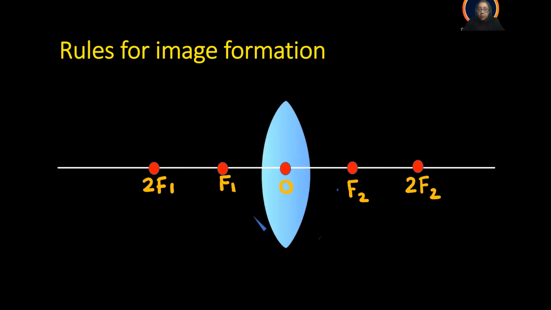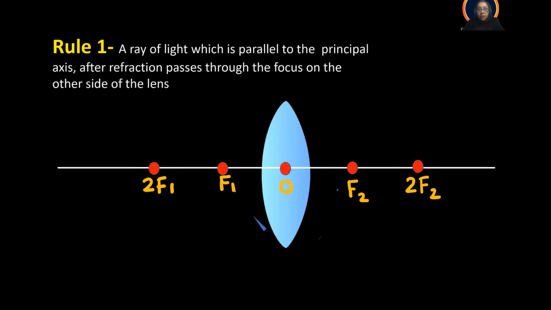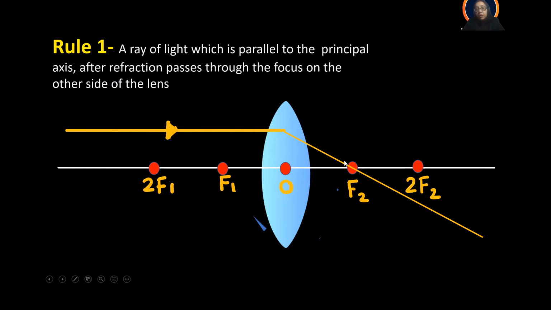The first rule is that whenever a ray of light is parallel to the principal axis, after refraction it passes through the focus on the other side of the lens. What do I mean by that? Whenever a ray of light incident on the lens is parallel to the principal axis, it travels through the focus on the other side of the lens.